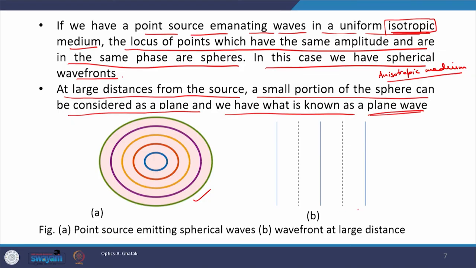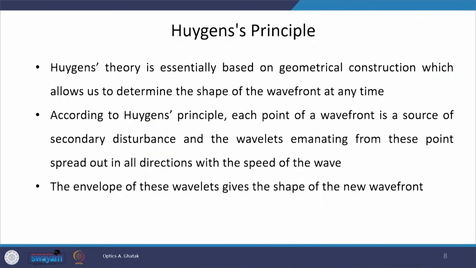Okay. Now, these are the examples of spherical waves, and these are schematically drawn. And the wavefront at a large distance, you can see that it can be treated as a plane wave. And the continuous and dashed lines mean crest and trough of the waves, they are represented by continuous and dashed lines respectively.